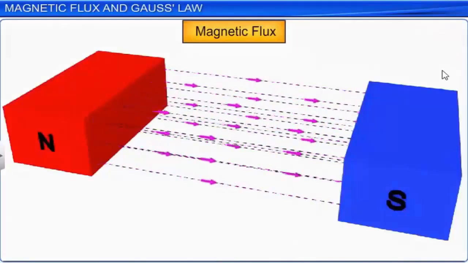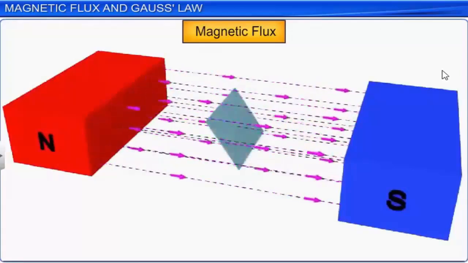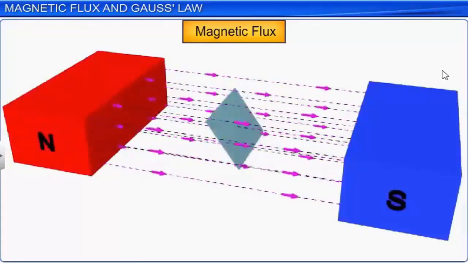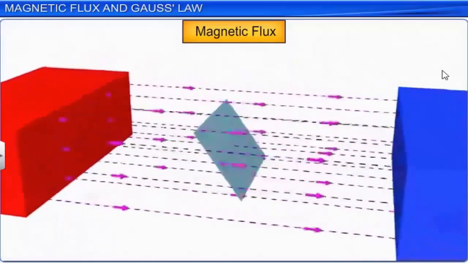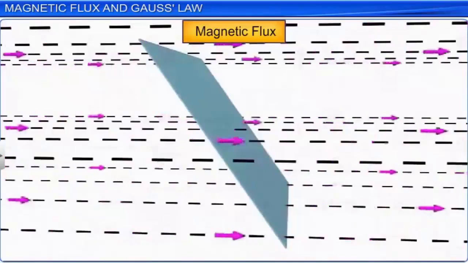Magnetic flux is the physical quantity that gives the measure of the strength of a magnetic field over a given area. Magnetic flux is defined as the number of magnetic field lines passing through a given area in a magnetic field.